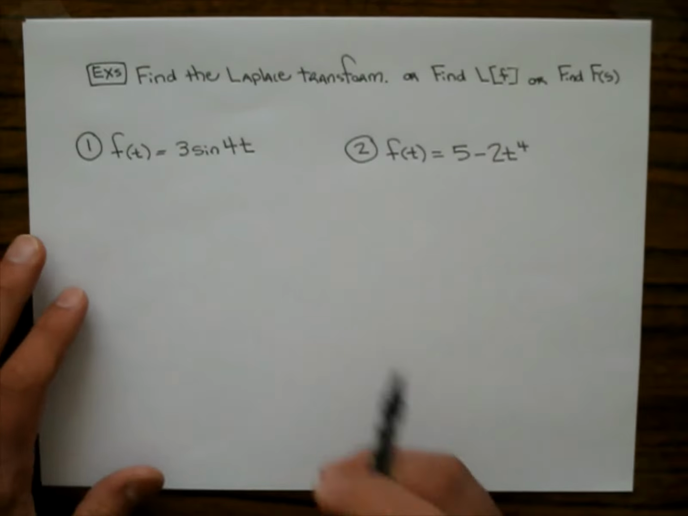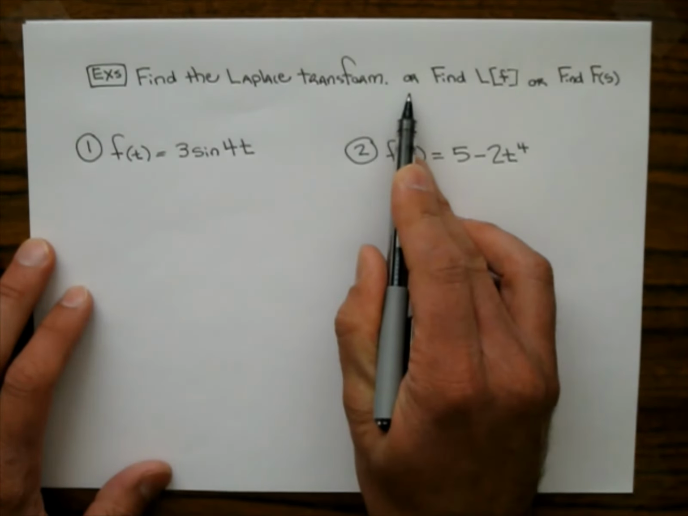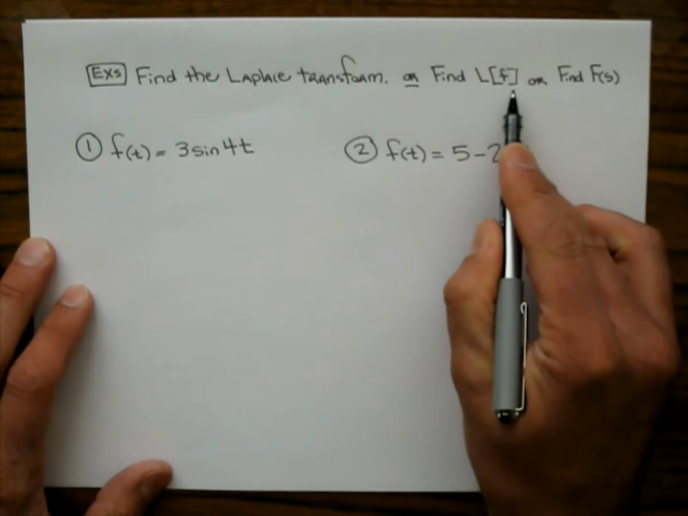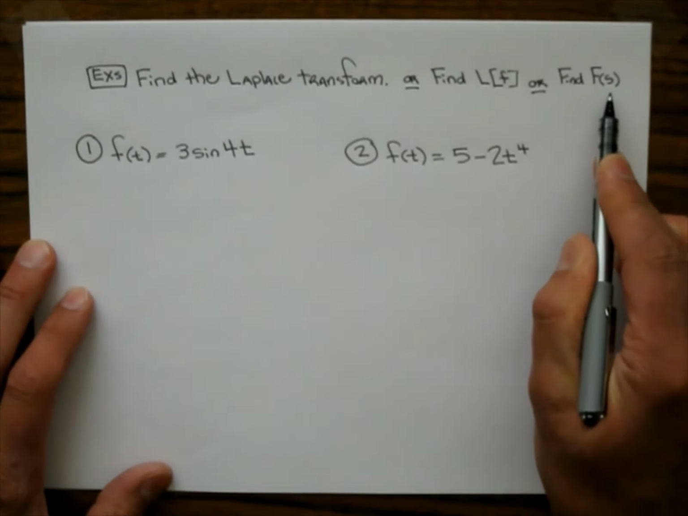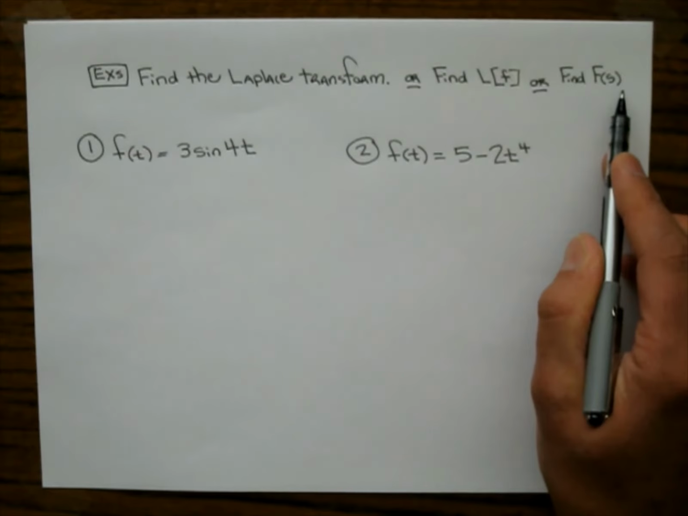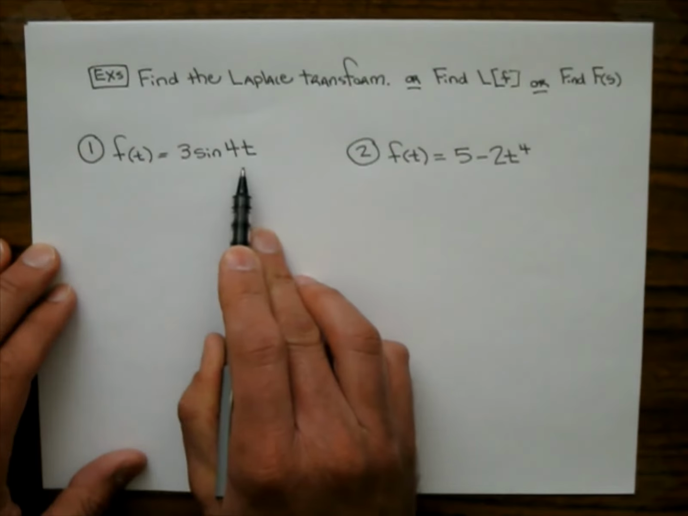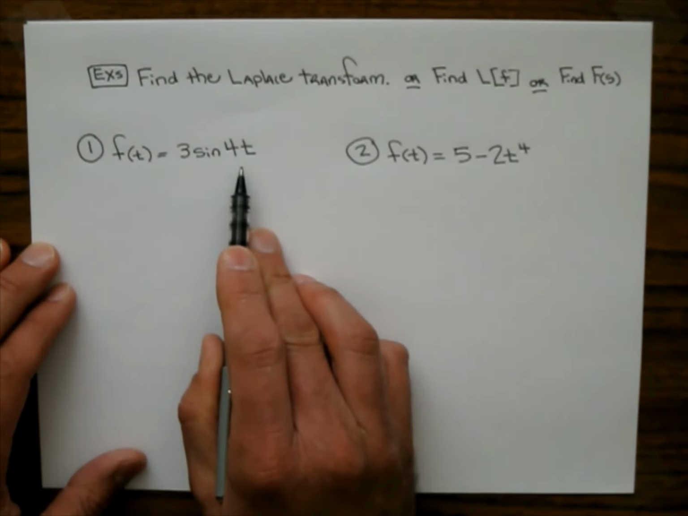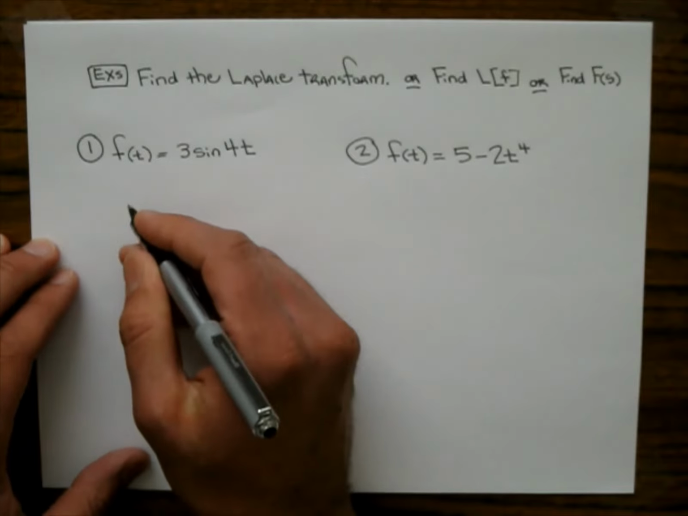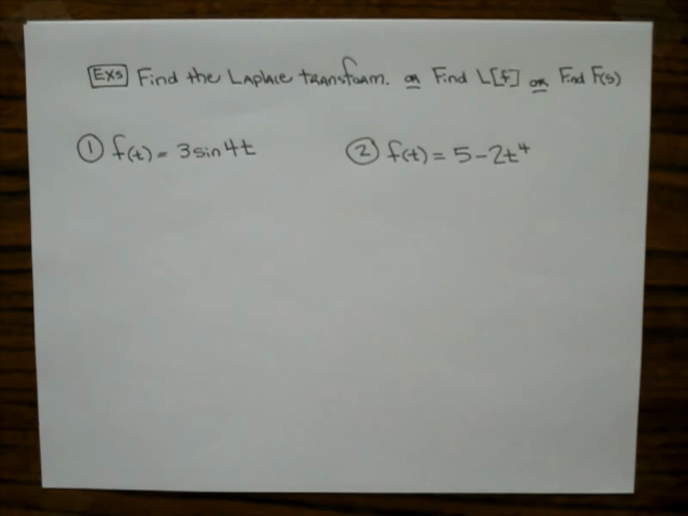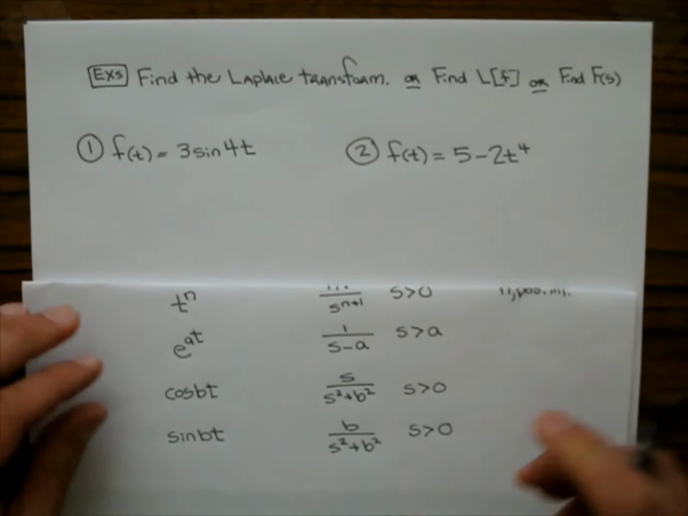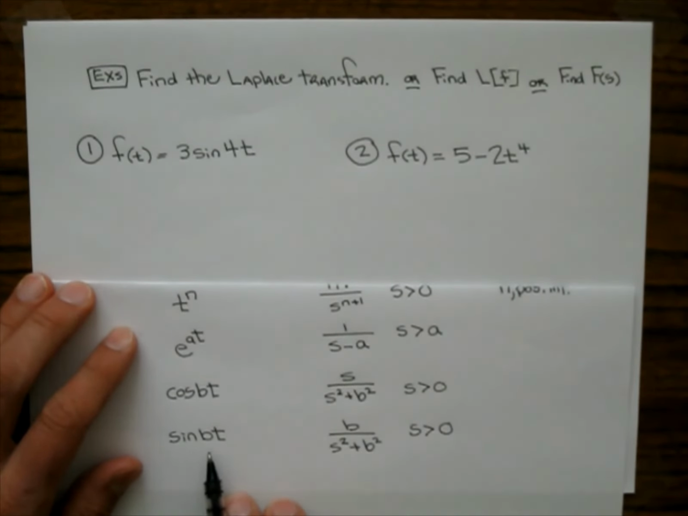Okay. Find the Laplace transform. Another way they can word it, they could say find L of f or find F of s. So that is what we're going to do. I'm going to use the F of s notation. I'm taking this from the land of t to the land of s, and I'm using shortcuts. Okay, so we have our shortcut page, and our first one has a sine in it, so this right here has sine bt. That's what we're going to be using.